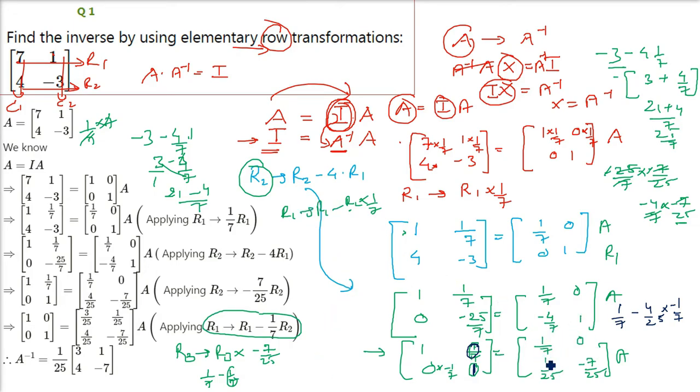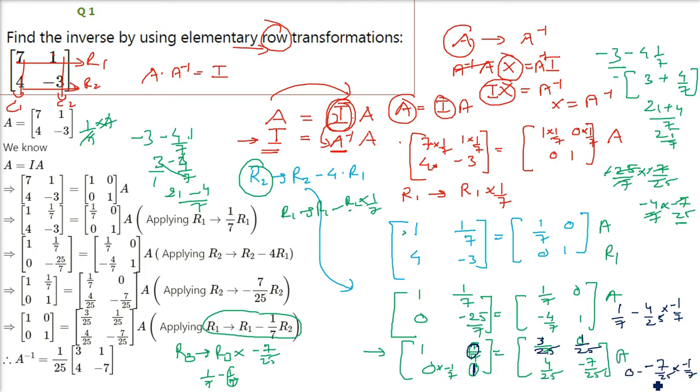And let me write the final one. This computation I hope you will be able to do. So this final will be, this is going to be 4 by 25. 1 by 7 will become 3 by 25. And this again R1 minus 1 by 7 into R2. This is going to be 1 by 25. So 3 by 25, 1 by 25 the first row, 4 by 25 minus 7 by 25 second row. This is going to be your A inverse.